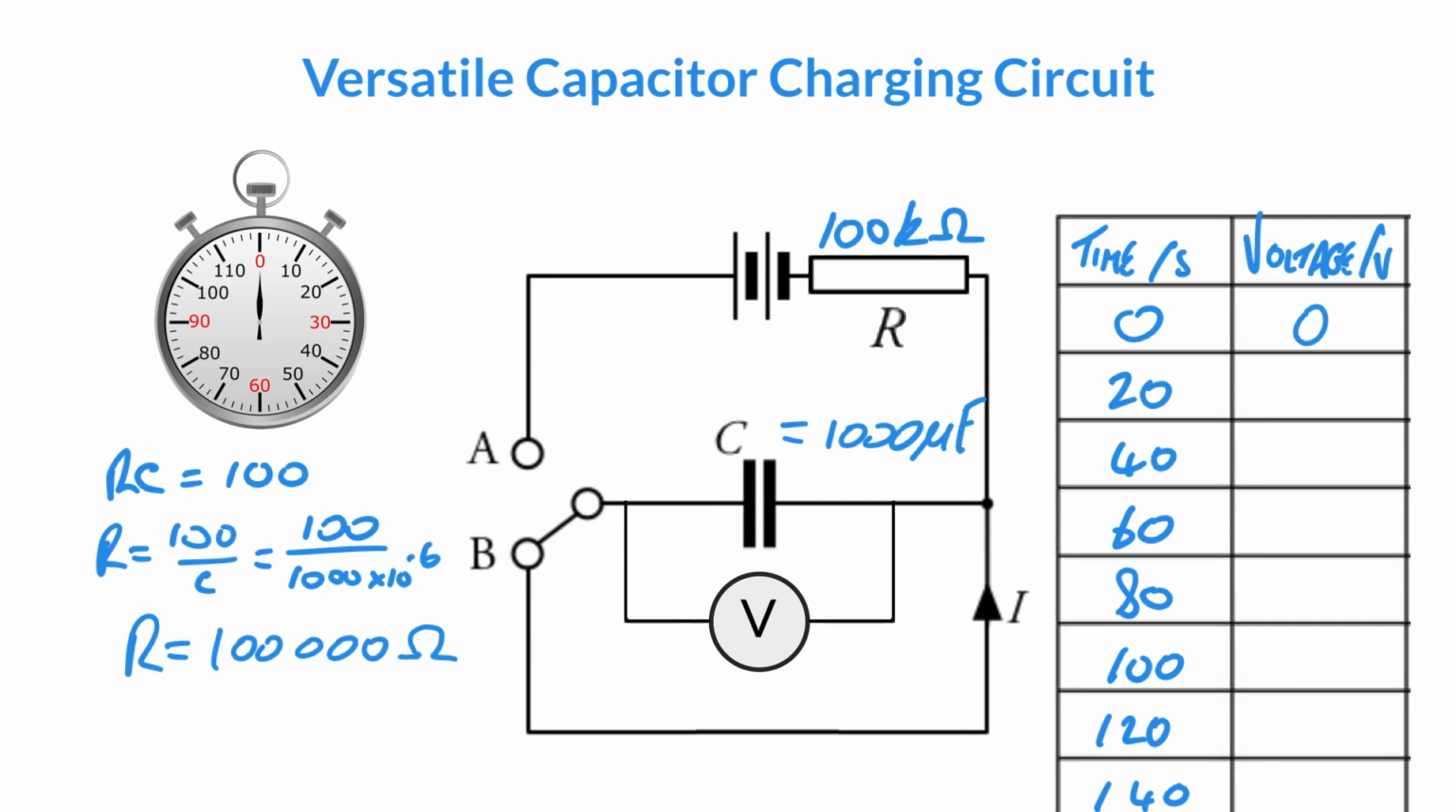Okay, so as I say, you put it to the discharge position to empty out the capacitor, that's position B. Then you flick to A, start your watch, record your initial voltage, which will be nothing, and then when 20 seconds comes along, record voltage again. When 40 seconds comes along, record voltage again. You may need to pay a lot of attention to the voltmeter, and if you have a practical partner, get them to count you in.